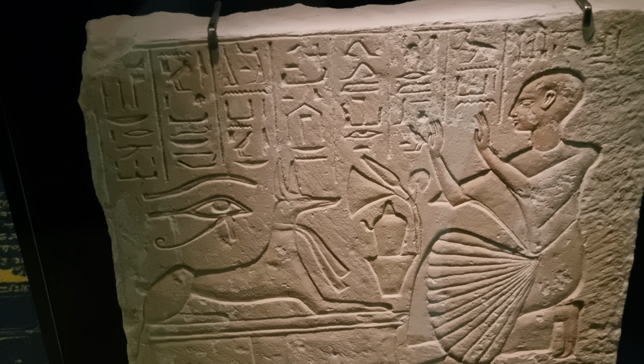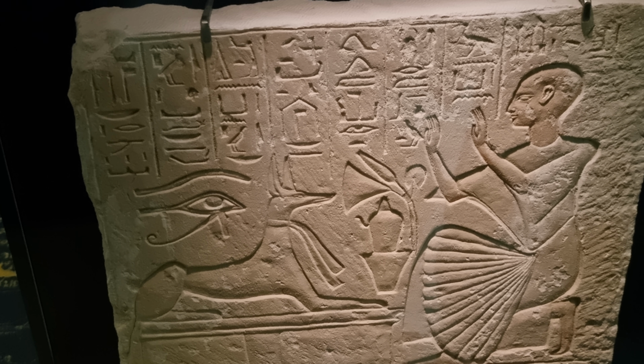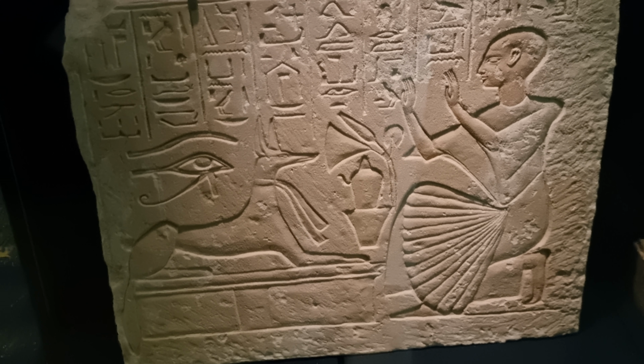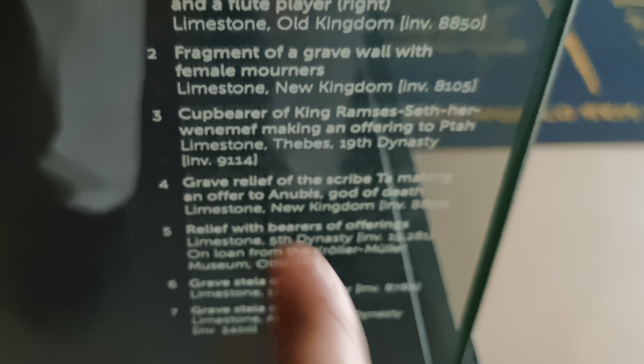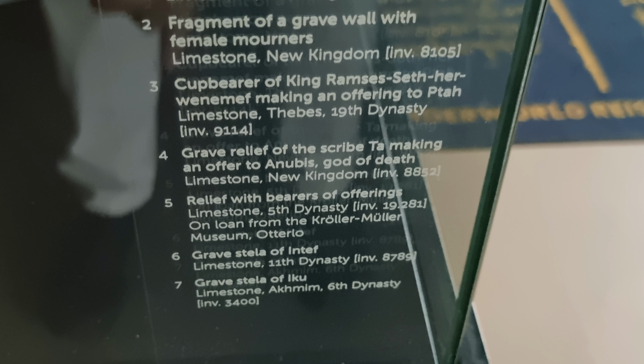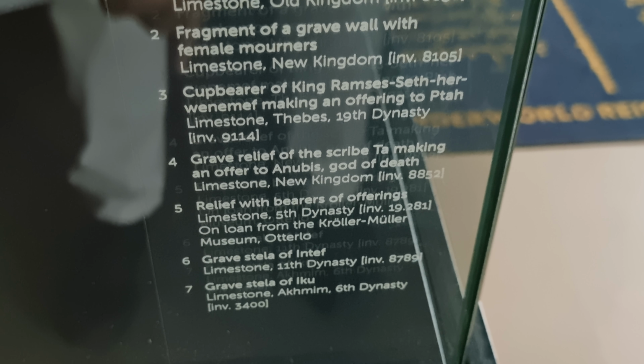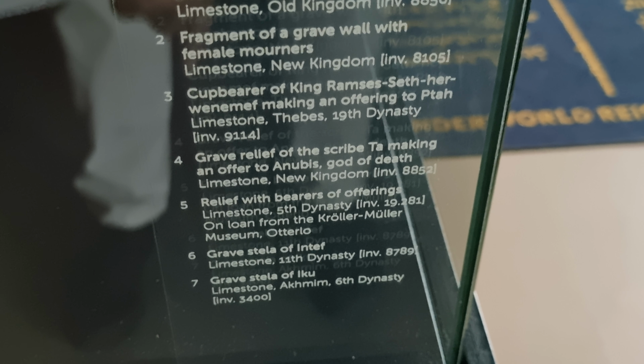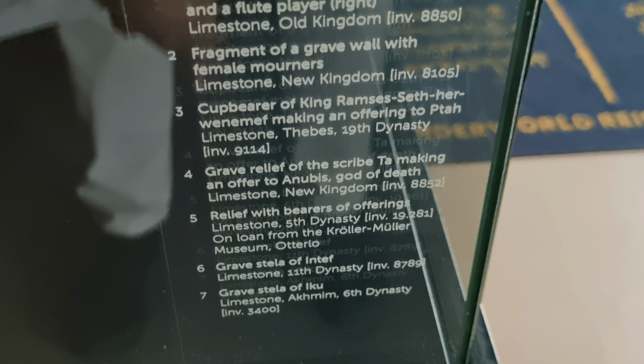If you have started with the class, those are just uniliterals. Like I told you, only with uniliterals you can read names. You can read some given names. Now, number four. It's a grave relief of the scribe Ptah making an offering to Anubis, the god of death. Now this is from the New Kingdom. Now number five is this one.